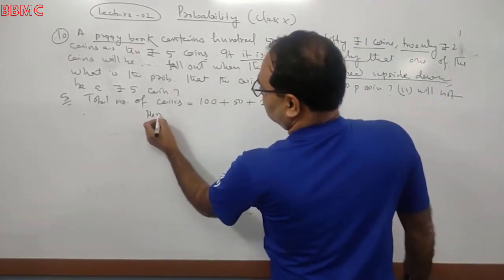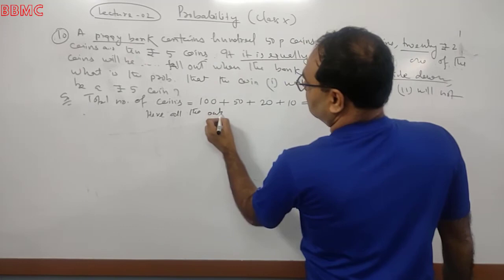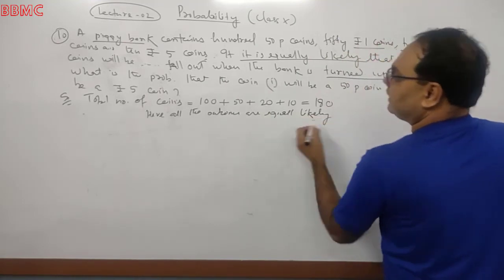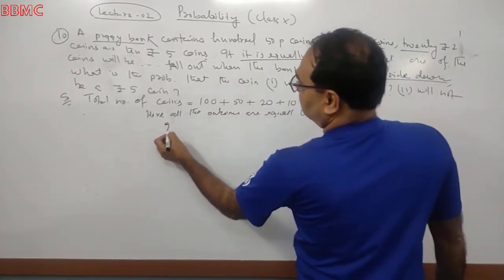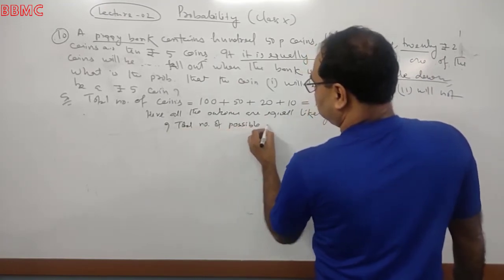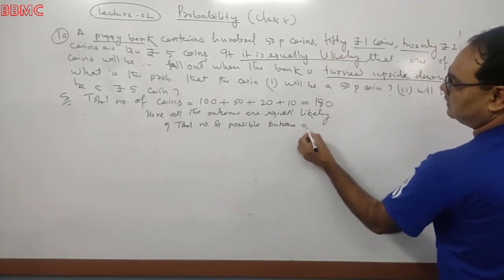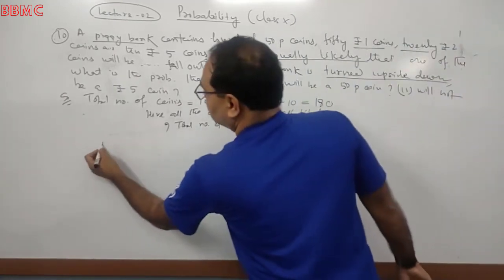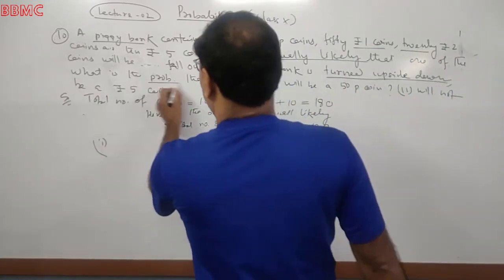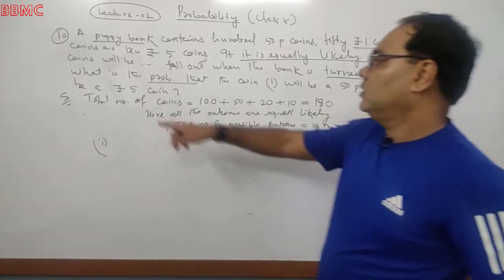Here all the outcomes are equally likely. It is given in the question paper. Therefore, the total number of possible outcomes is equal to 180. Now, question number 1. We have to determine the probability that the coin will be a 50 paise coin.